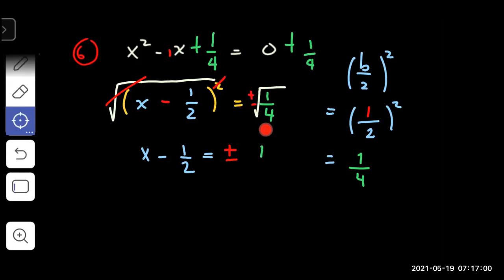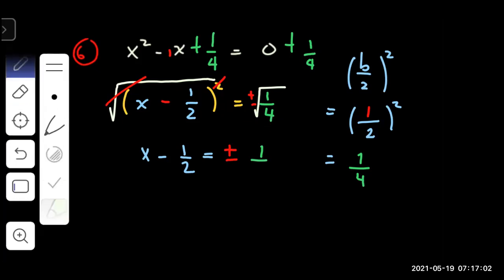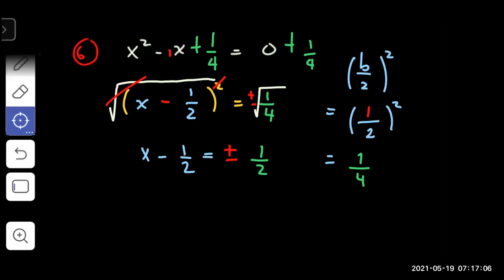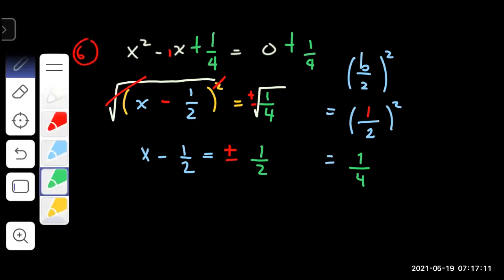What is the square root of 4? 2. It's like that, guys. Whenever you have a fraction, the proper ones are going to be like this. You separate this like this. Okay, now let's move on.